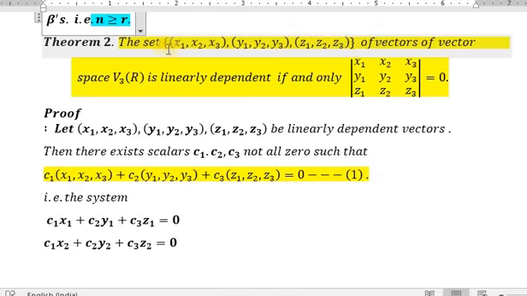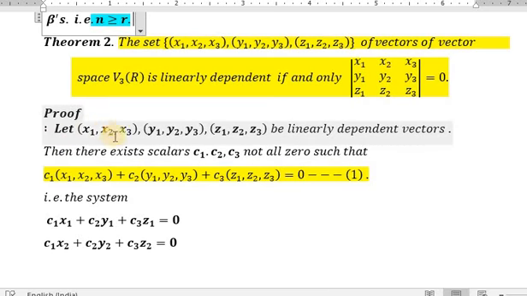Theorem 2. The set of vectors x1, x2, x3, y1, y2, y3, z1, z2, z3 of the vector space V3 is linearly dependent if and only if the determinant of x1, x2, x3, y1, y2, y3, z1, z2, z3 is equal to 0. See, here we have considered a three-tuple set. Let us take this set and prove that if the determinant is equal to 0, then they are linearly dependent.